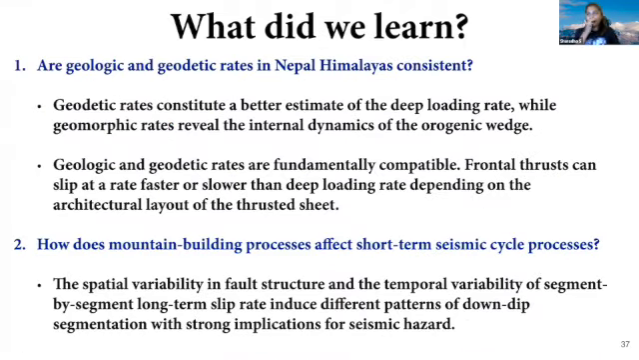So as a conclusion, geologic and geodetic rates are compatible, but you can be sure that geodetic rates constitute a better estimate of the deep loading rate, whereas the geomorphic rates reveal the internal dynamics of the orogenic wedge. And how can we link these mountain building processes to short-term seismic cycle processes? We see that there is spatial variability in fault structure between Central and East Nepal, and there's temporal variability of long-term slip rates, and that induces different patterns of down dip segmentation, which has very strong implications for seismic hazards. Thank you.